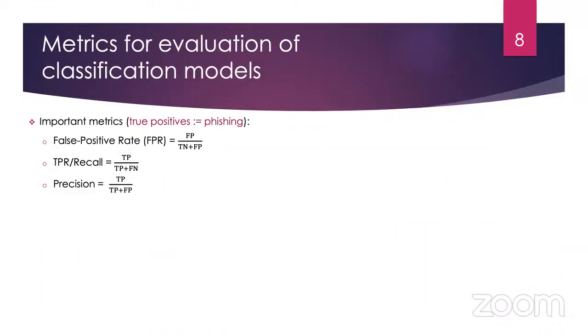Before we start the discussion on the models, I think it's very important to discuss the metrics. Those working in the domain of machine learning would be familiar with these metrics. In the context of phishing, when we talk about true positives, we mean phishing. So phishing are the true positives here, and you have the other metrics like FPR, TPR, or recall, and precision.